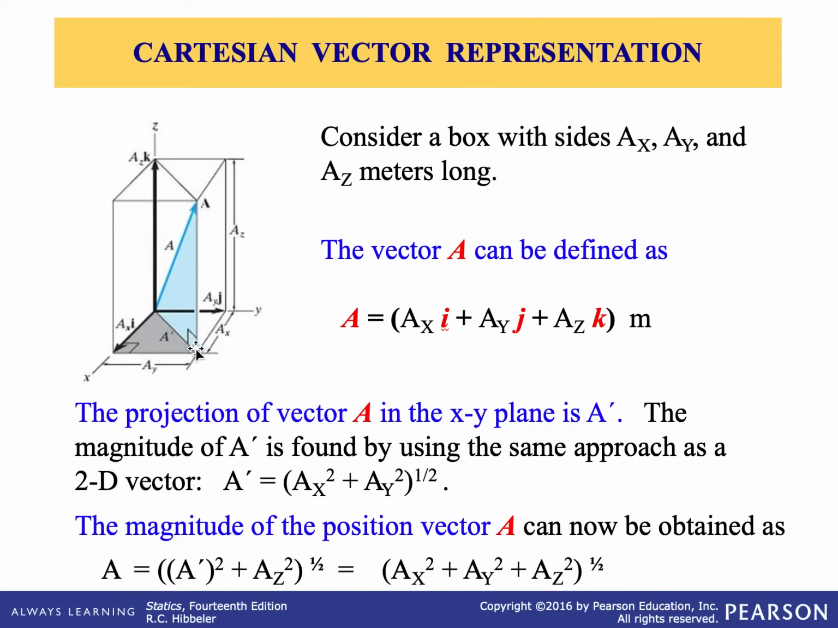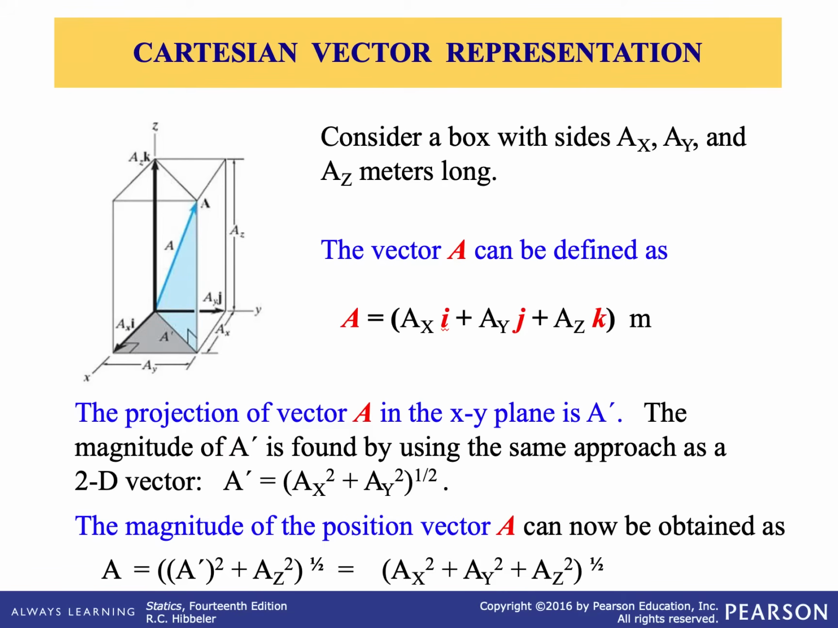If you have this projection here, this is a right triangle, and so the magnitude of A prime is going to be the square root of Ax squared plus Ay squared, and that gives you this magnitude. And if you want to find the magnitude of A total using the 3 different components, Ax, Ay, and Az, the magnitude of A is the square root of the x component squared plus the y component squared plus the z component squared. It's very similar to finding the magnitude in 2 dimensions, but now because it's 3 dimensions, we have the z component to find the magnitude. And this is how you find the magnitude of the position vector A.